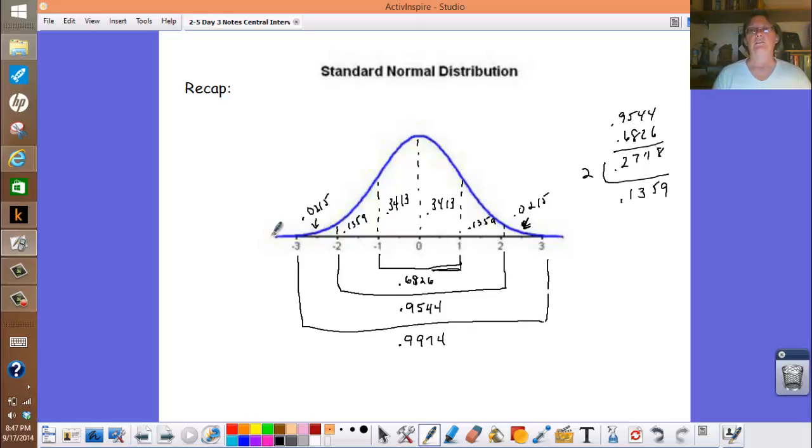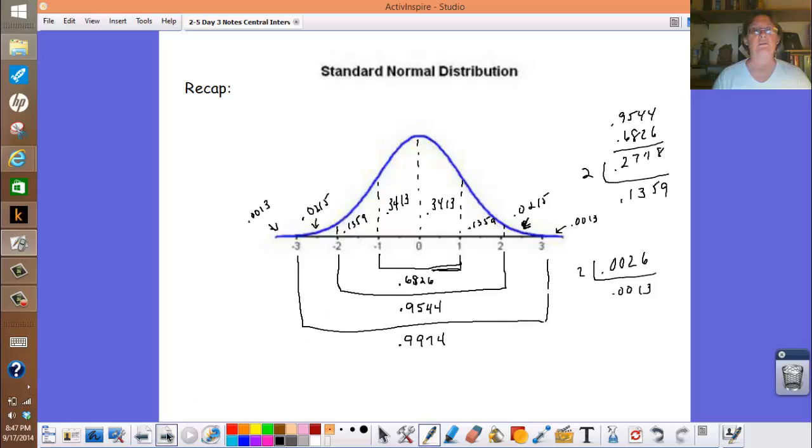Now that leaves a little bit left over for the outsides, and then we can figure that easily as well. If you take 1 and subtract this, you'll have 0.0026 and divide that in half, 0.0013. So beyond 3 standard deviations, that is so rare. In a normal distribution, remember we said before, 5% or less is considered rare. This is extremely rare.